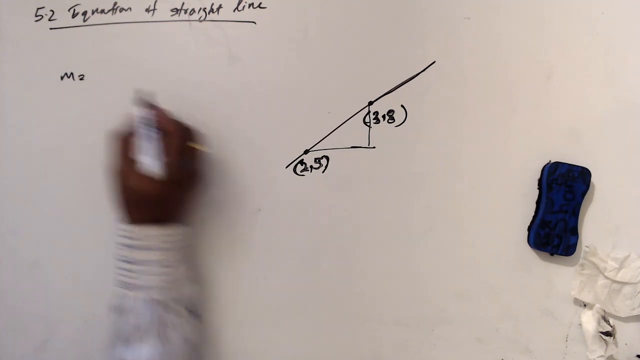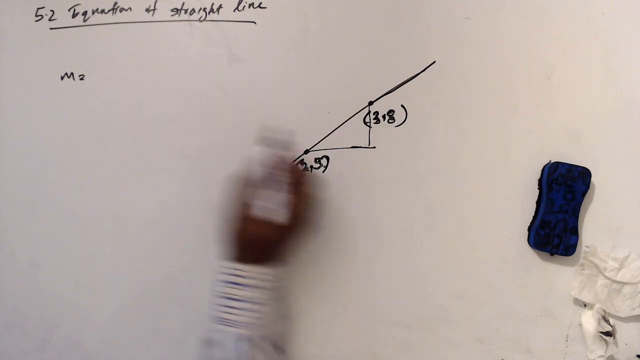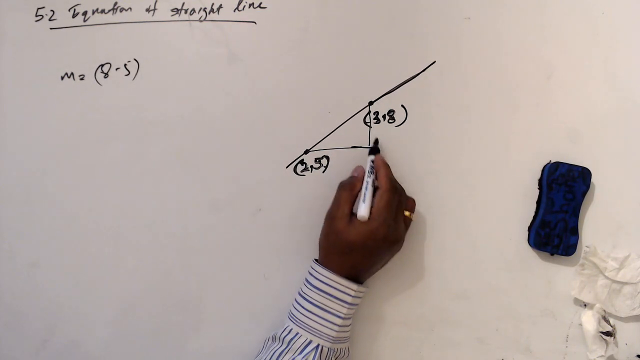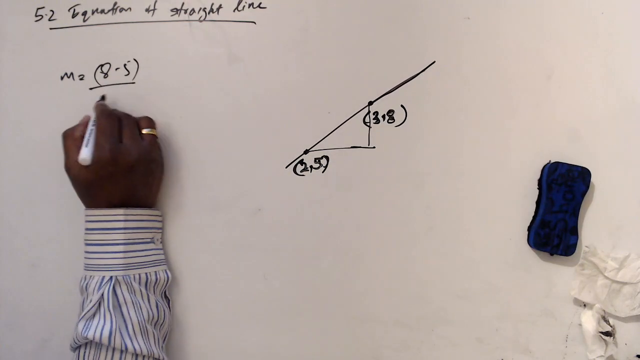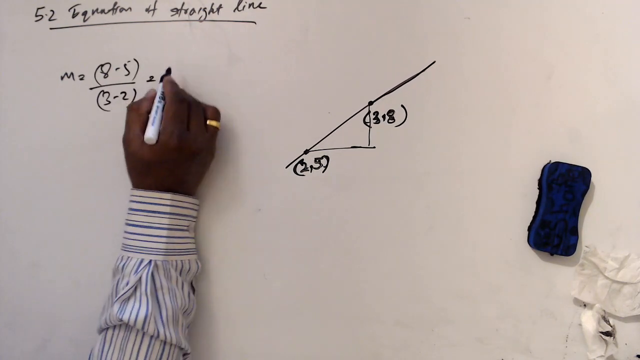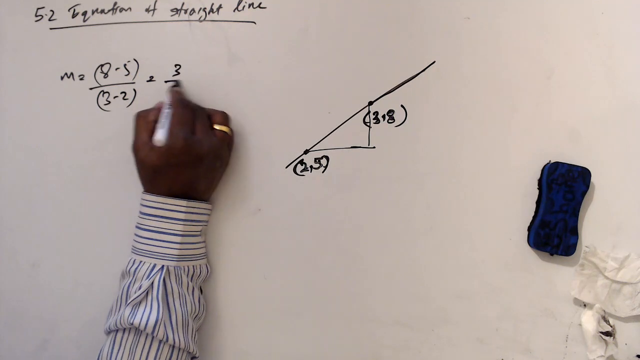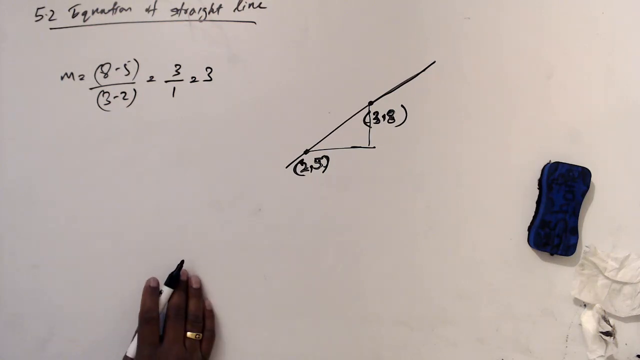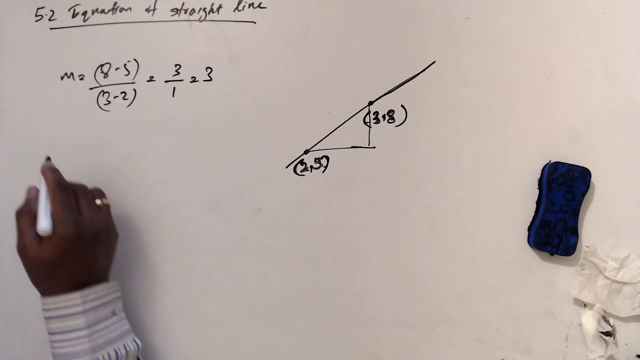Gradient m, I can write 8 minus 5 over 3 minus 2. 8 minus 5 is 3, 3 minus 2 is 1, so 3. Then how can I write the gradient again? In that case I had to take another point.